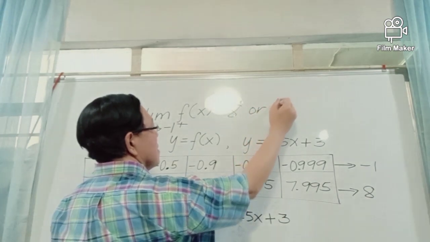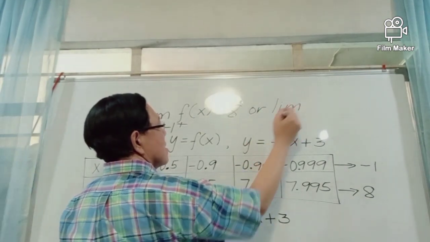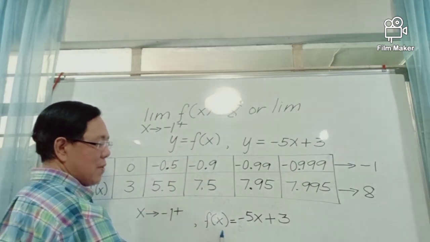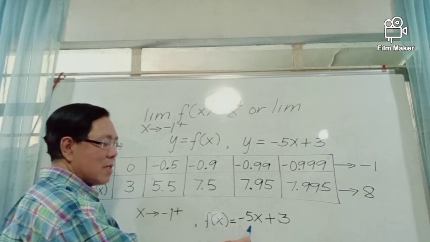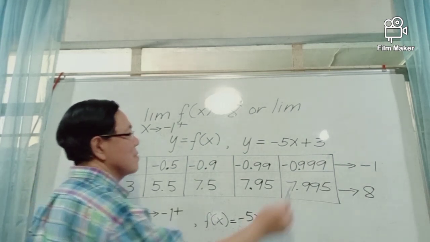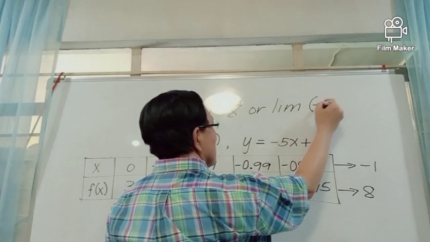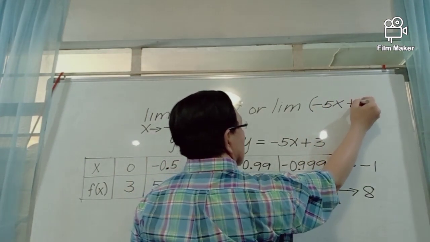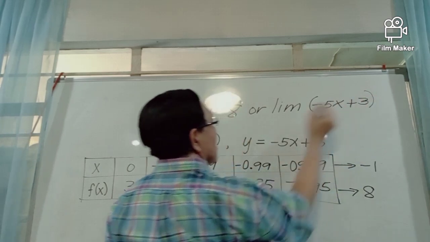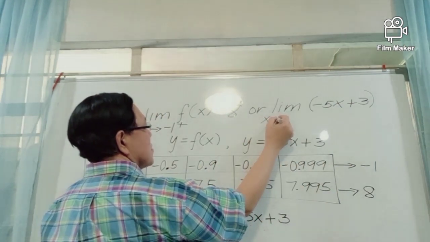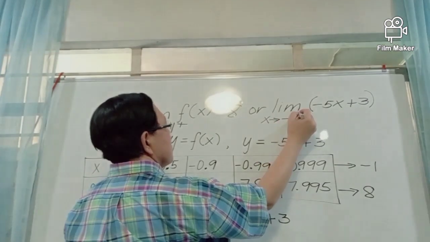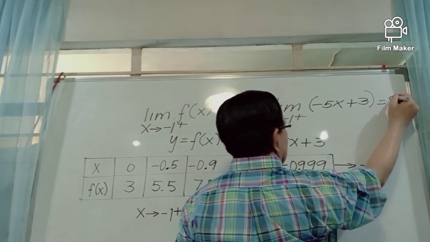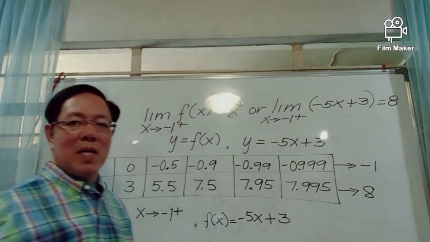Or we write the limit of the function f of x. Our function f of x is equal to negative 5x plus 3. The limit of negative 5x plus 3 as x approaches negative 1 from the right is equal to 8, or positive 8.